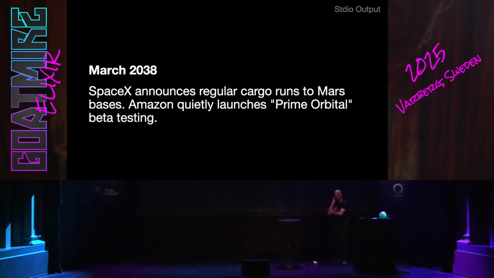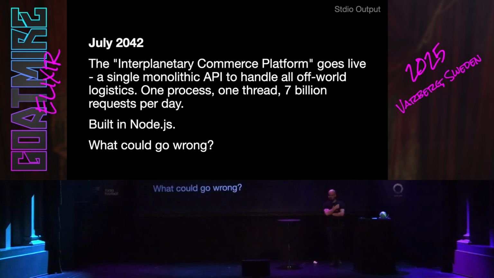Okay, SpaceX announces regular cargo runs to Mars. Hey, we finally made it after all that talk. Amazon quietly launches Prime Orbital beta testing. Okay. July 2042, the interplanetary commerce platform goes live. A single monolithic API to handle all off-world logistics. One process, one thread, 7 billion requests per day. Built in Node.js.